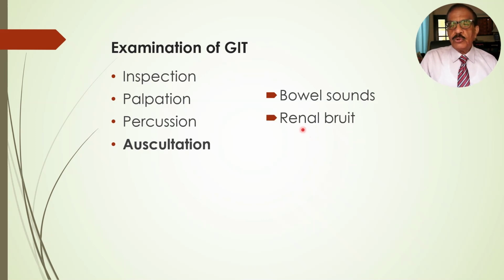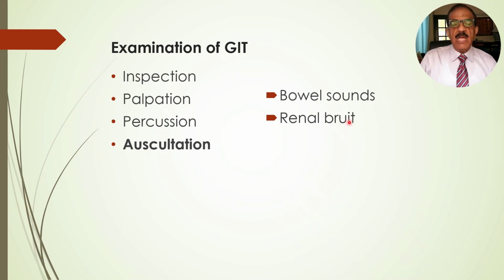Then you also auscultate for the renal bruit. Now this you would do in cases of hypertension where you expect renal artery stenosis. So you have some idea of the anatomical location of the renal arteries, and you put your stethoscope there and see if there are any systolic and diastolic murmurs. So this would indicate the area of renal bruit.